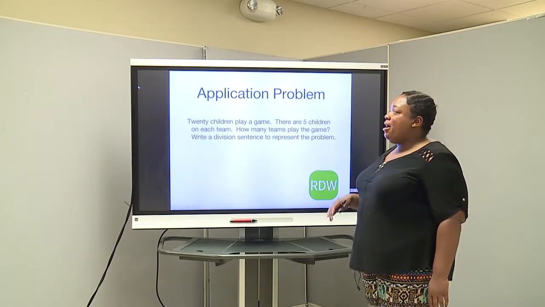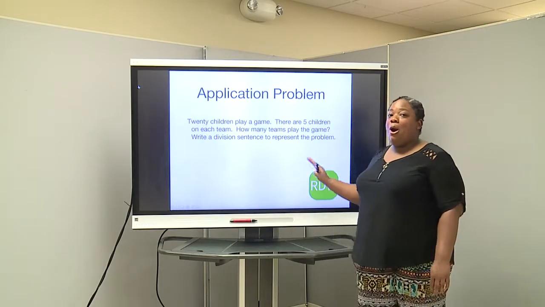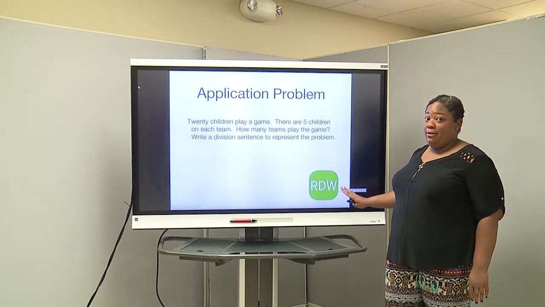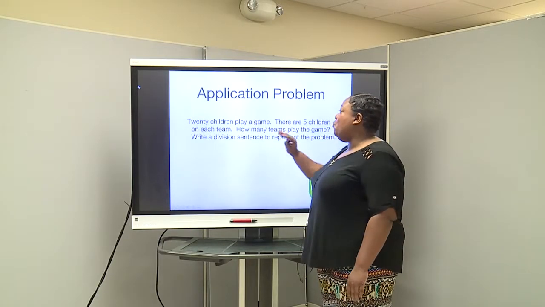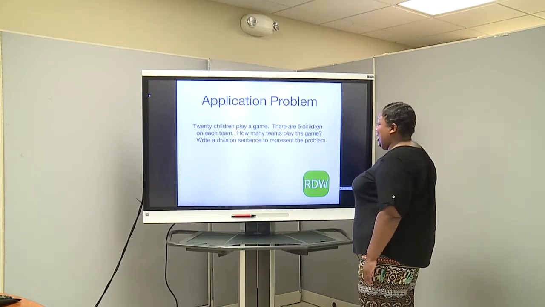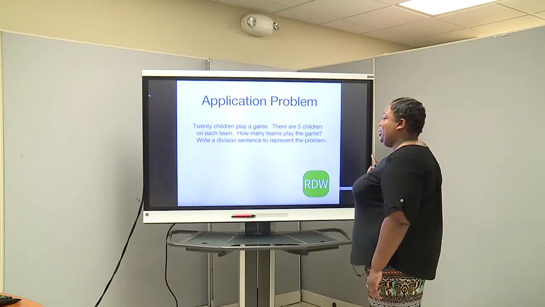All right, let's look at our application problem, and let's see what we have here. We're going to use the RDW method, which means read, draw, and write. It says 20 children play a game. There are 5 children on each team. How many teams play the game? Write a division sentence to represent the problem.